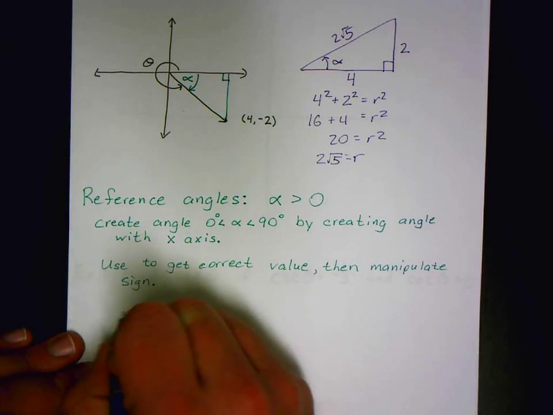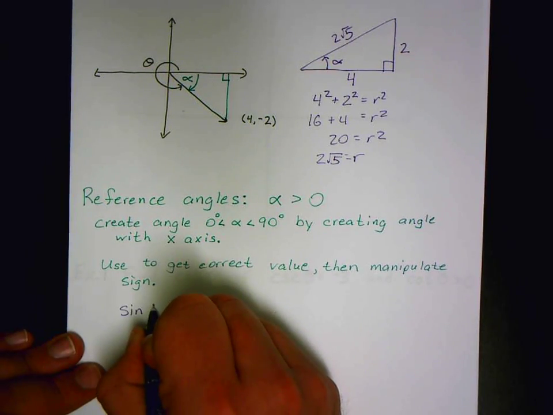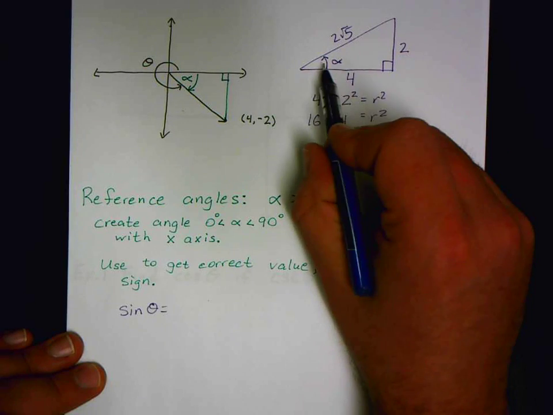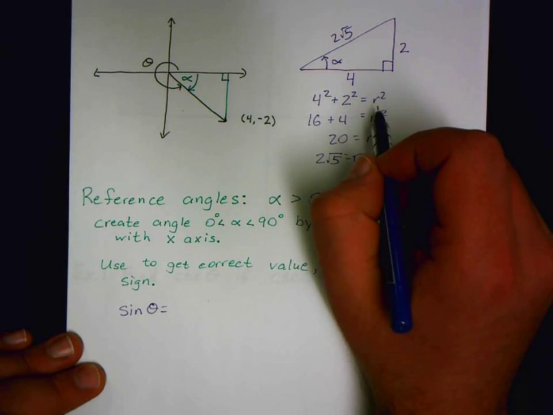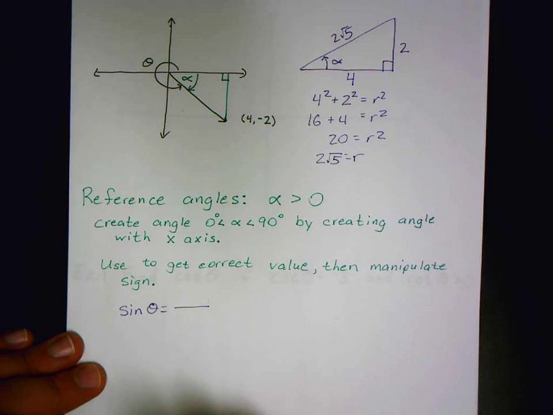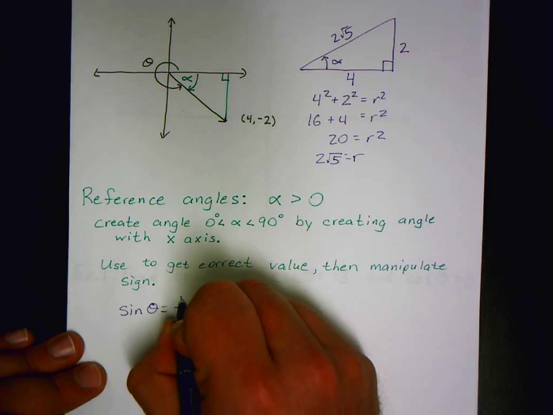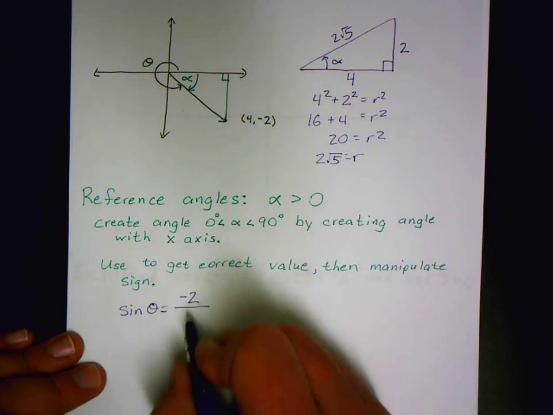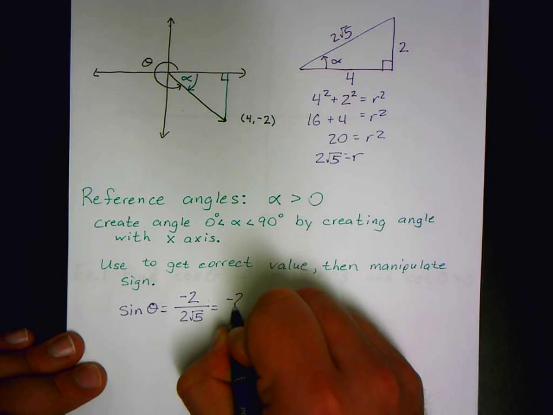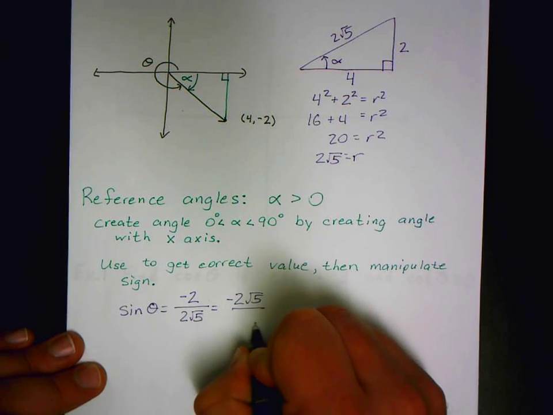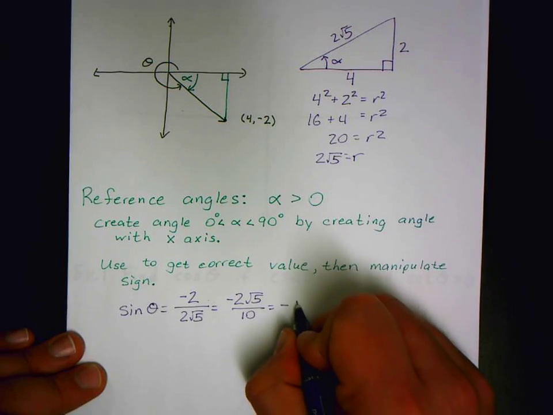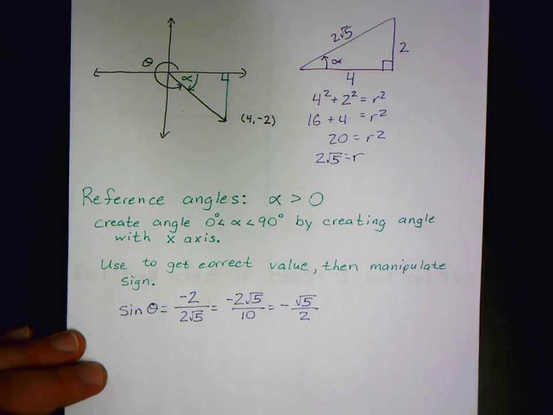So now if I wanted to find my trig function, sine of theta. Okay, so sine is the y value over the hypotenuse. Since I'm in this quadrant, it has to be negative. It would be that.